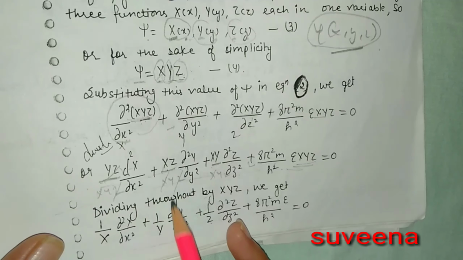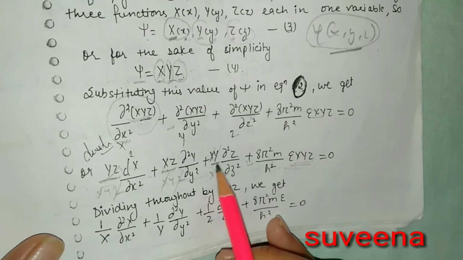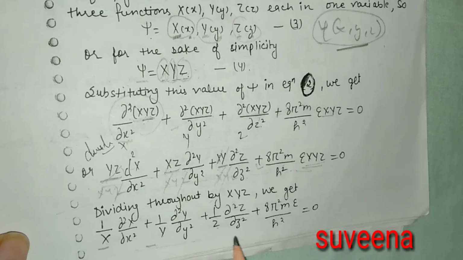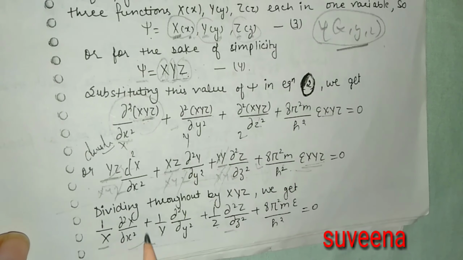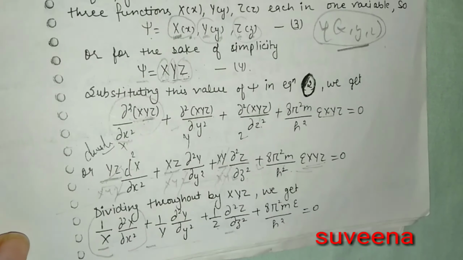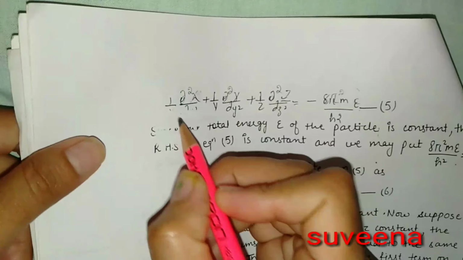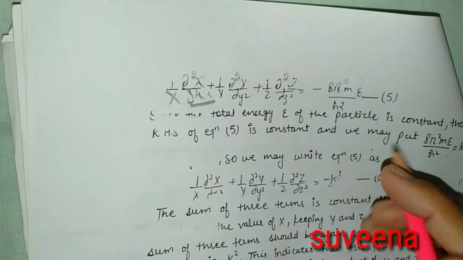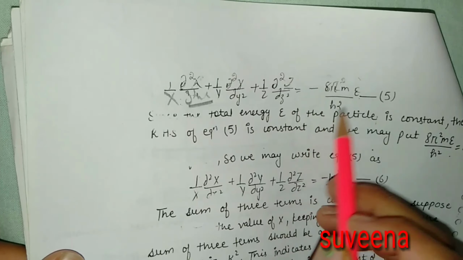Here x, z will be cancelled out. Here x and y will be cancelled out. What we are left with is 1 upon X, 1 upon Y and 1 upon Z. So it means these coordinates are only for the x-axis, this for y, this for the z-axis. We can simply separate these variables by separating the energy. So take the energy on this side.